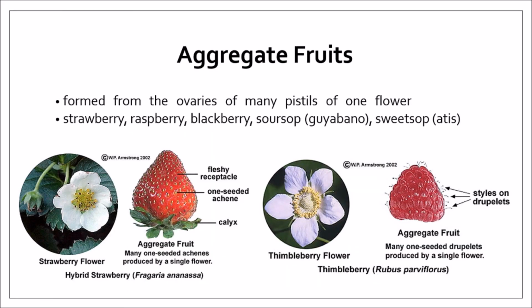Those fruits that are formed from multiple ovaries in one flower are called aggregate fruits. Again, we have here the strawberry as an example. Actually, a strawberry is also a false fruit because the fleshy pulp is derived from the receptacle of the flower. However, it is also considered as an aggregate fruit because it consists of numerous small achenes.